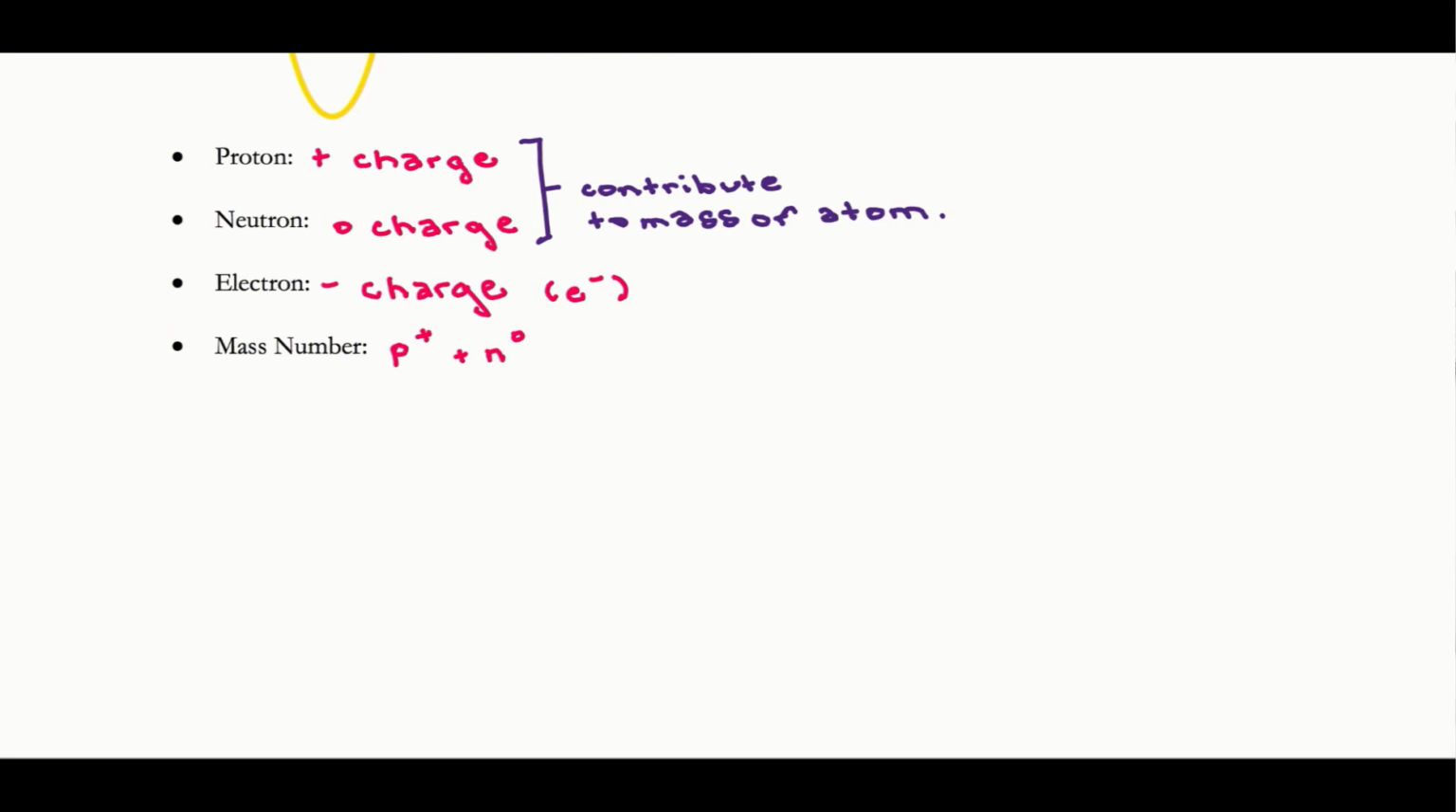All right, so you've got your nucleus, protons and neutrons contribute to the mass of the atom. Protons have a positive charge, neutrons are neutrally charged. Electrons, which are, we'll say for right now, orbiting around the nucleus, they have a negative charge, but they do not contribute to the mass of the atom. The mass number, or the mass of a specific atom, is simply the number of protons plus the number of neutrons.